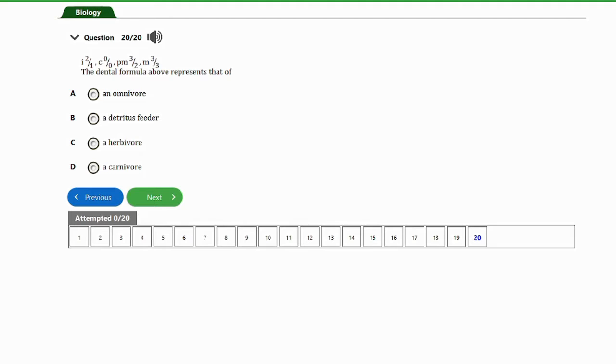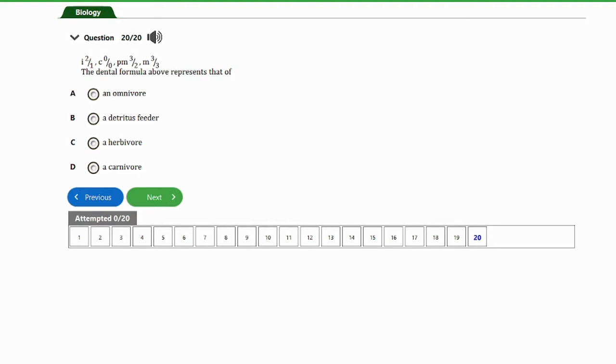Question number 20. We have a dental formula here. That's I 2 over 1, C 0 over 0, PM 3 over 2, M 3 over 3. So guys, before we answer this question, whenever you see any dental formula where there is no canine, it shows you that that's a dental formula for a herbivore. The herbivores do not have canine teeth. So the space created by the absence of these canine teeth is called the diastema. So you need to take note of this in case.